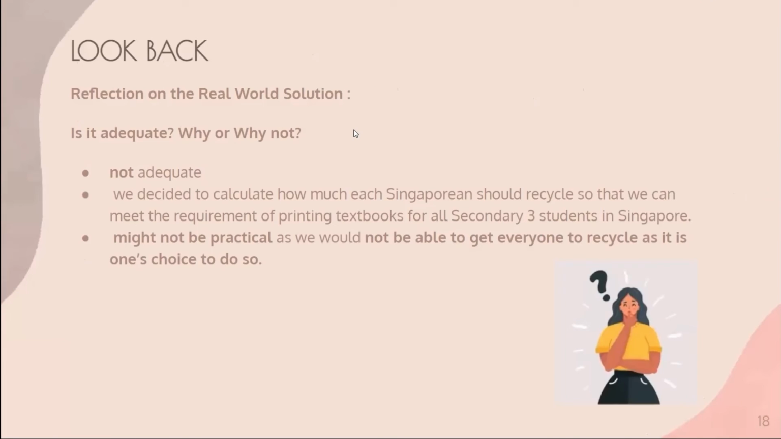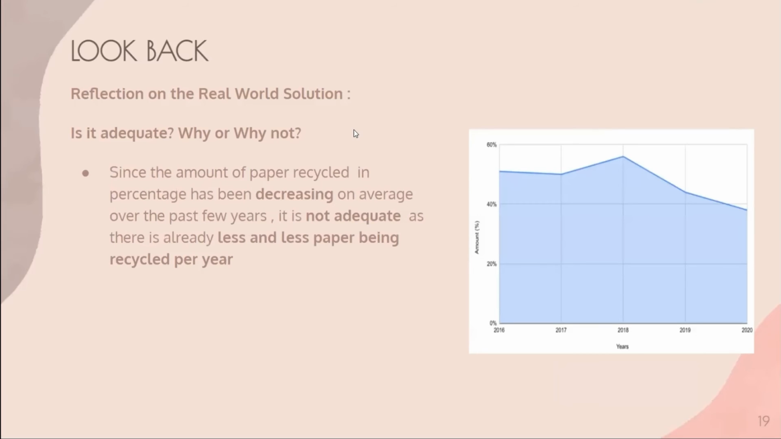Reflecting on the real world solution, if it's adequate, solution A is not adequate because we decided to calculate how much each Singaporean should recycle so that we can meet the requirement of printing textbooks for all the secondary students. It might not be practical as we would not be able to get everyone to recycle, as it's one's choice to do so. Hence, looking at both solutions A and B, solution B is far better.